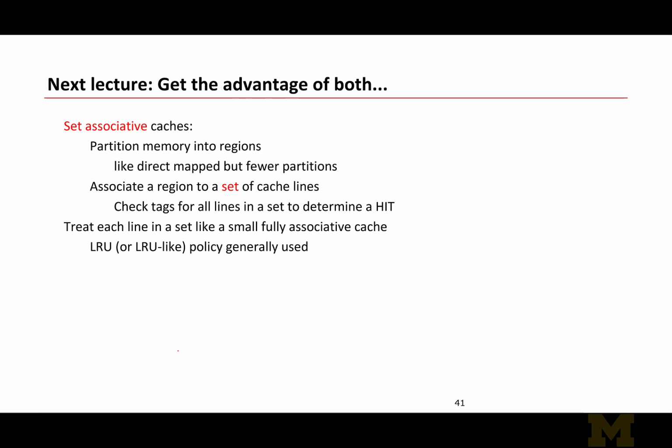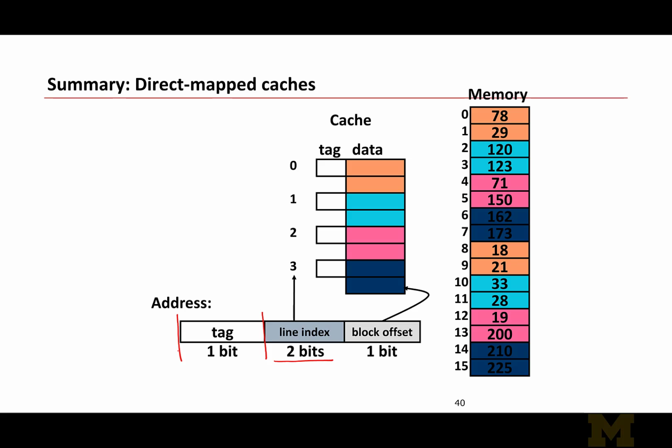So in the next lecture, we're going to be talking about what's called a set associative cache. I'll briefly introduce set associative caches today, and then I will go into a bit more depth in the next lecture. The downside of the direct mapped cache is something that we identified when we talked about conflict misses. The problem is it is too restrictive.